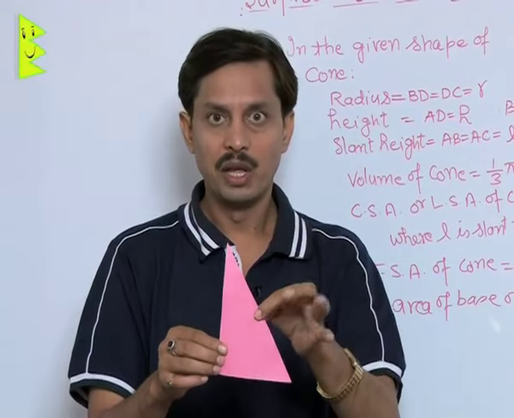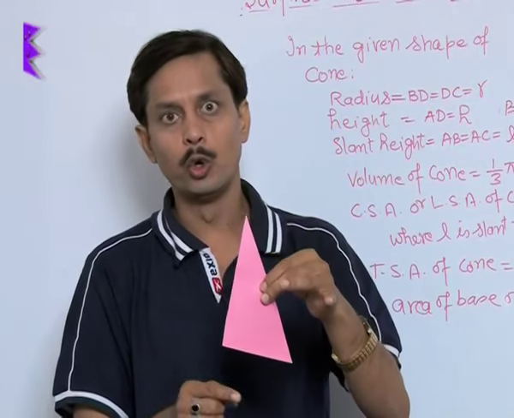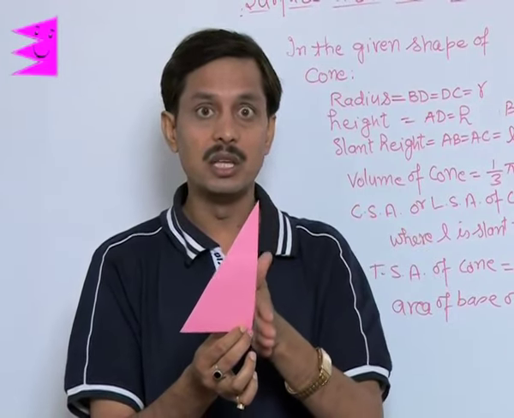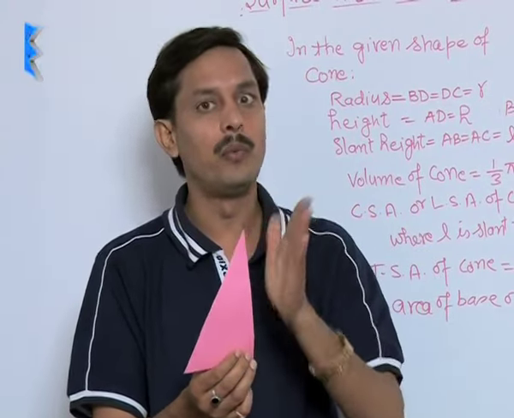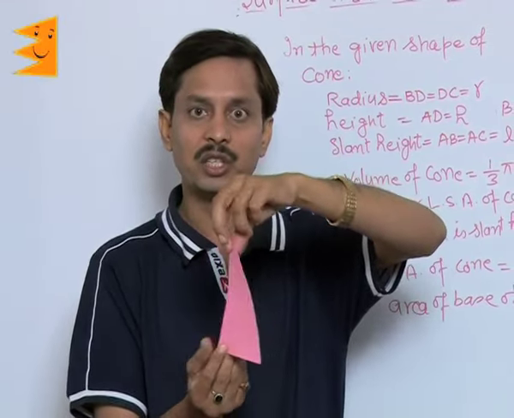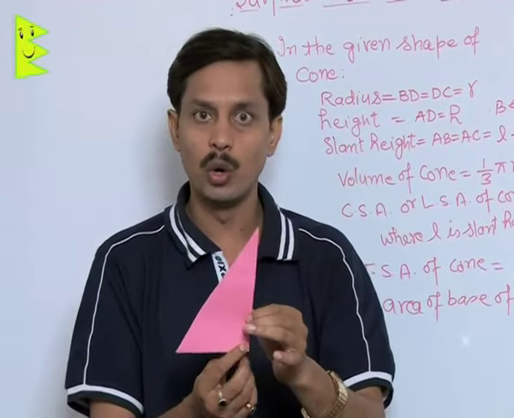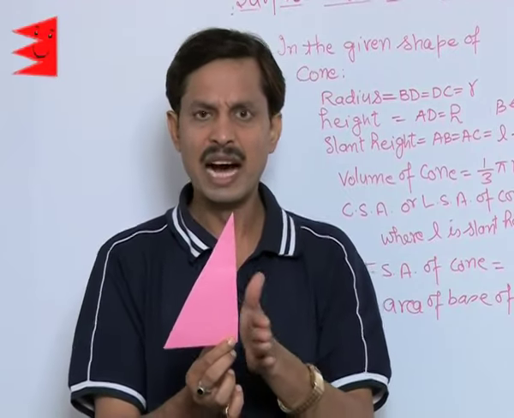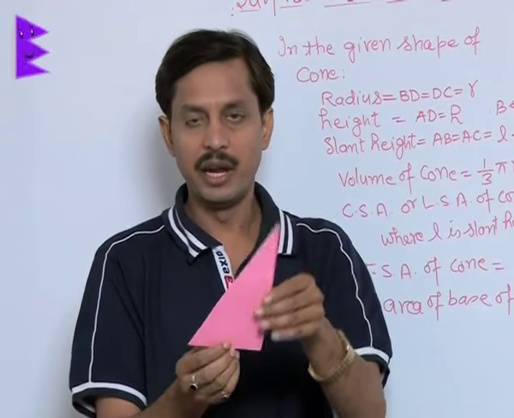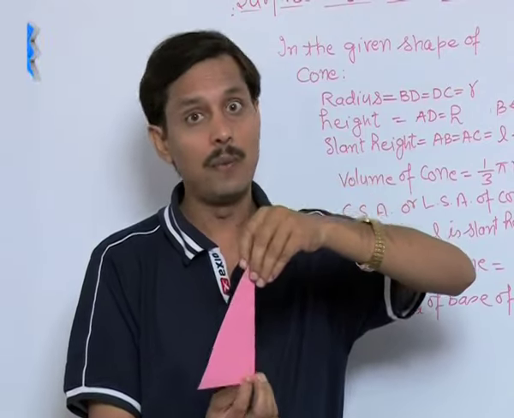How will a cone form? If a right angled triangle as shown to you is revolved or rotated by keeping either its base or perpendicular fixed, then the space covered in the rotation of the right angled triangle, the shape so formed, is known as a cone. In this case, I have fixed this perpendicular and I am revolving its base. So in this case, what cone will form?